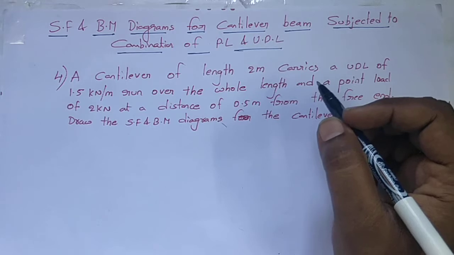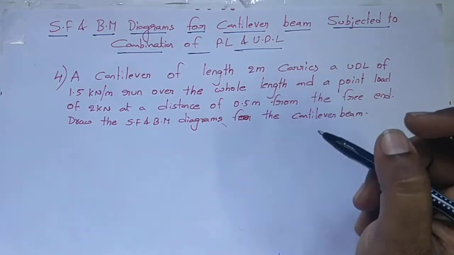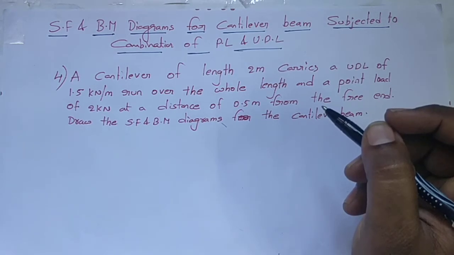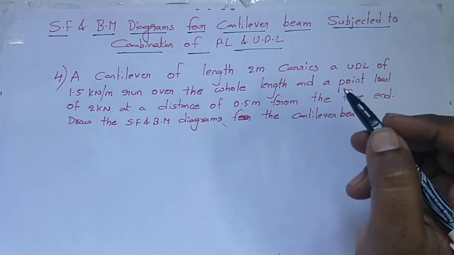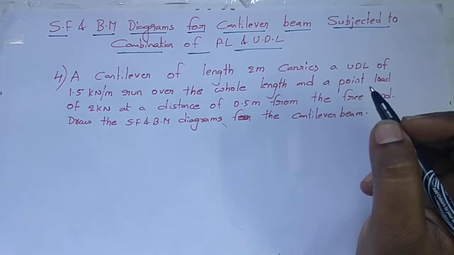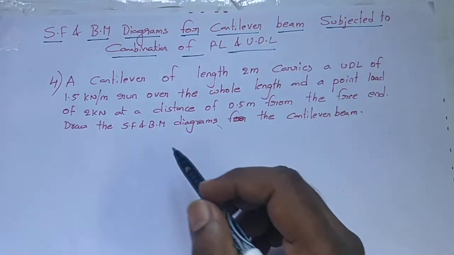When the point load acts at the end of the beam. Suppose in this problem the whole length of the beam has a UDL applied and a point load is acting not at the end point. Okay, go to the problem.